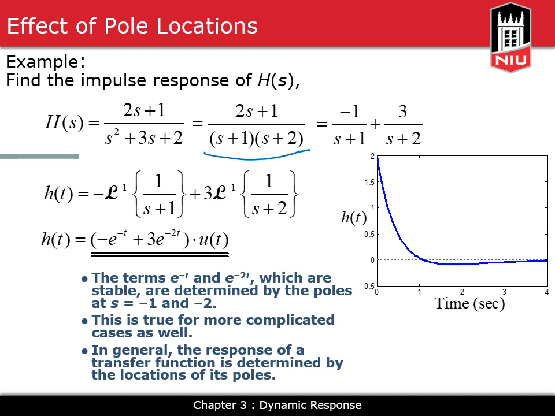The response of a transfer function, the general shape of the response, will be determined by the location of its poles. As I said before, the zeros will also affect the response, but the main shape of the response will be determined by the location of the poles. So poles are very important. Roots of the denominator. Remember that.